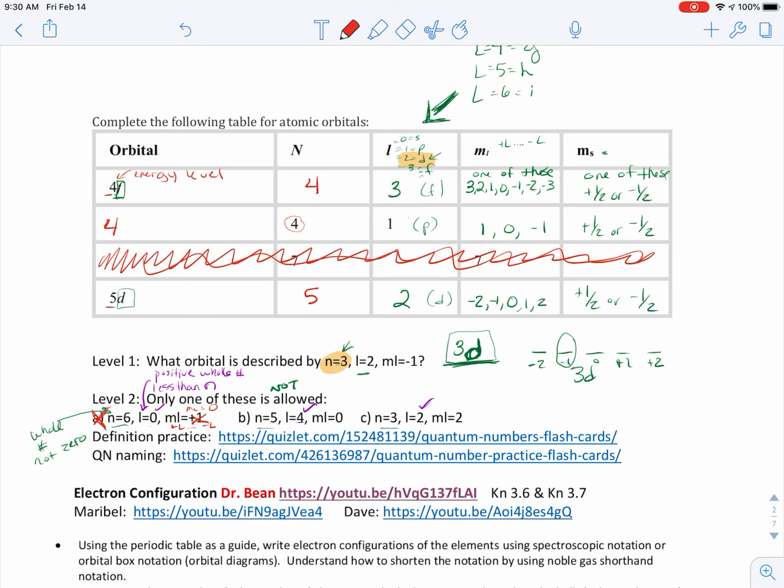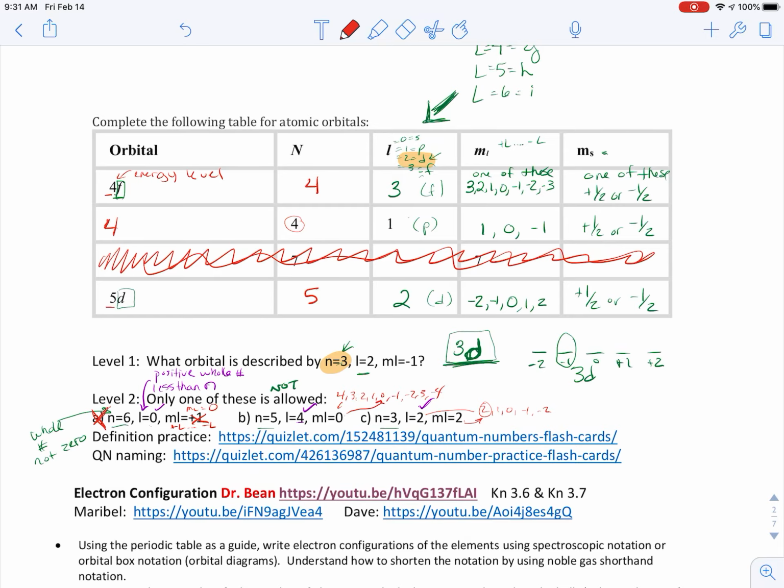Over here, if L were 4, all the possibilities are 4, 3, 2, 1, 0, -1, -2, -3, -4. So 0 is definitely one of those, so that's fine. And then over here, this last one, the L values were 2, 1, 0, -1, -2. And look, he's in that grouping, so he's cool too. So B and C are fine.